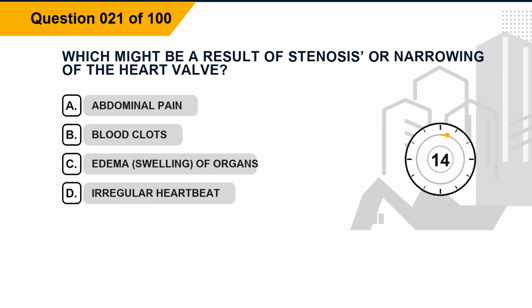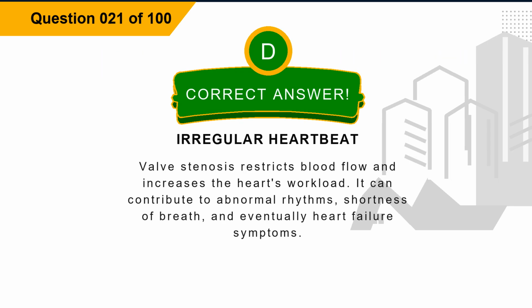Question 21. Which might be a result of stenosis, or narrowing of the heart valve? Option A, abdominal pain. Option B, blood clots. Option C, edema, swelling, of organs. Option D, irregular heartbeat. The correct answer is option D, irregular heartbeat. Explanation: valve stenosis restricts blood flow and increases the heart's workload. It can contribute to abnormal rhythms, shortness of breath, and eventually heart failure symptoms.